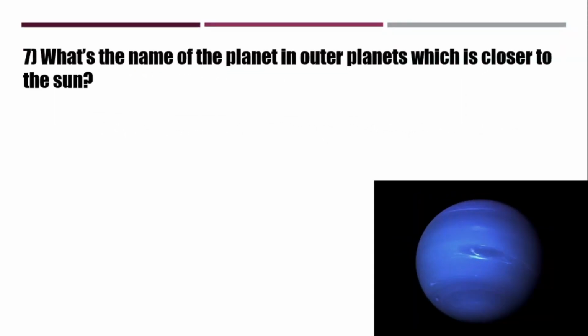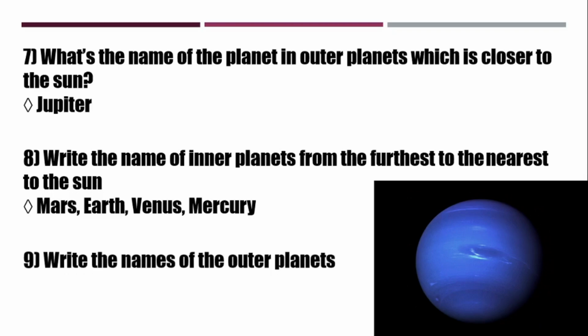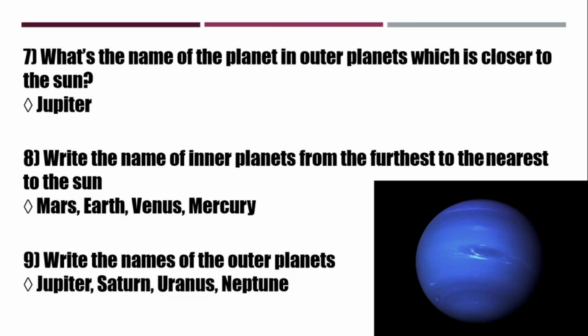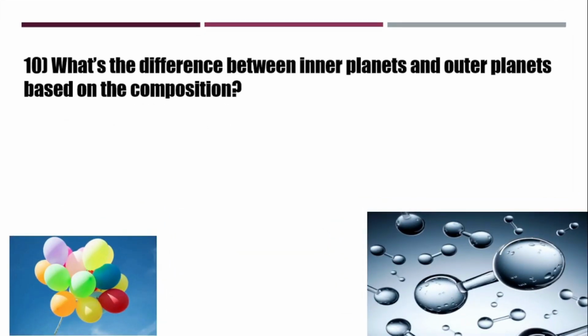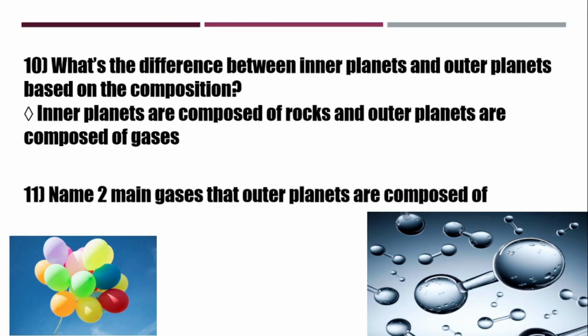What is the name of the planet in outer planets which is closer to the Sun? Jupiter. Write the name of inner planets from the furthest to the nearest to the Sun. Mars, Earth, Venus, Mercury. Write the names of the outer planets. Jupiter, Saturn, Uranus and Neptune. What is the difference between inner planets and outer planets based on the composition? Inner planets are composed of rocks and outer planets are composed of gases. Name 2 main gases that outer planets are composed of: hydrogen and helium.